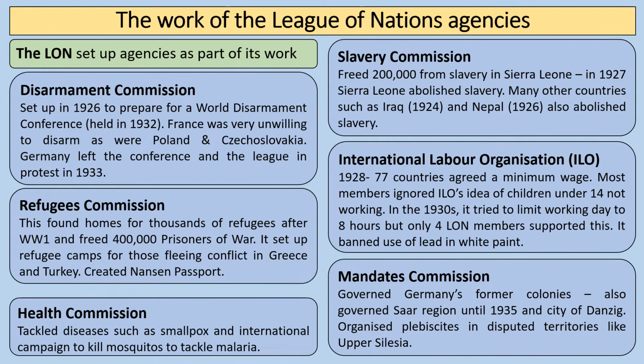And then the Mandates Commission was set up to govern Germany's former colonies. There are other commissions around setting up rules around transport, setting up things like shipping lanes, for example, and the Permanent Central Opium Board to tackle the drug trade as well, the illegal drug trade. So some real successes there in terms of the work of the League of Nations agencies, that's for sure.